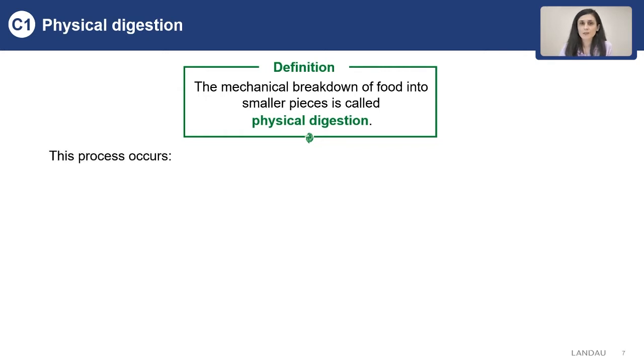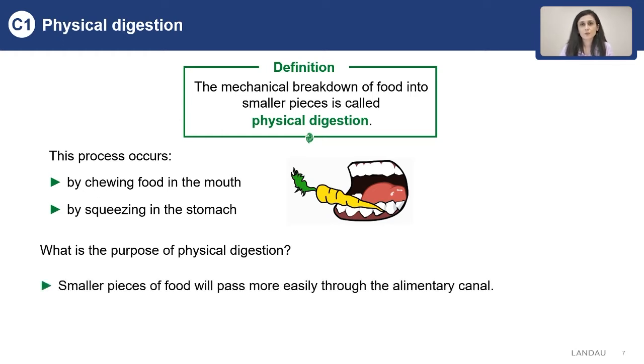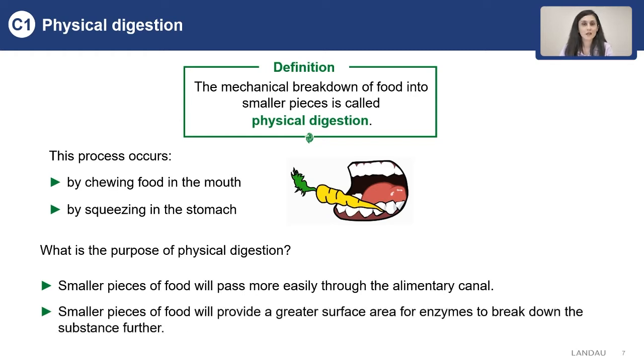And this process happens in two organs in our body. Once in the mouth, when you chew your food with the help of your teeth, and in your stomach, which is made up of muscles, and these muscles squeeze food and also break it down into smaller pieces. But what is the purpose of physical digestion? Why is it necessary to physically break down food into smaller pieces? First of all, it will make it easier for food to pass through your alimentary canal. And later, it will have a large surface area, which is very advantageous for enzymes to further break down food chemically.